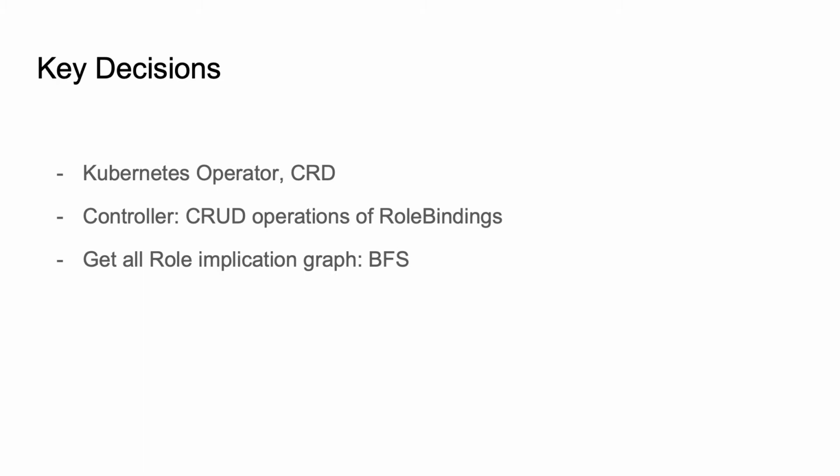In our controller, we implement related functions to create, read, and delete our role bindings. We also use the BFS algorithm to parse our whole role implications graph in the controller. These are the key decisions we made in the implementation of our project. And now I will welcome Anand to provide a very detailed demo of how our project runs.